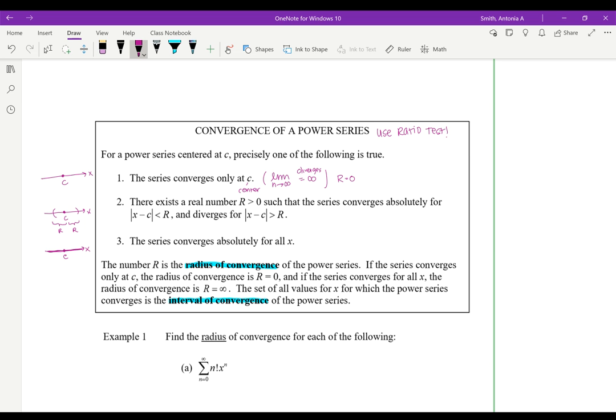In order to see if there exists a real number r such that it would converge absolutely for some interval around c, our solution is going to look like this, what I just highlighted. Our answer looks like the absolute value of x plus or minus some constant.